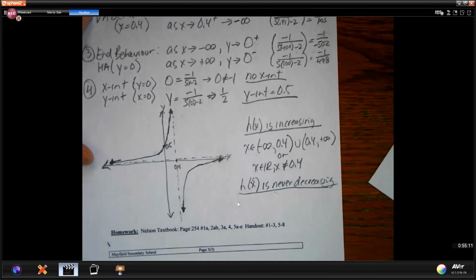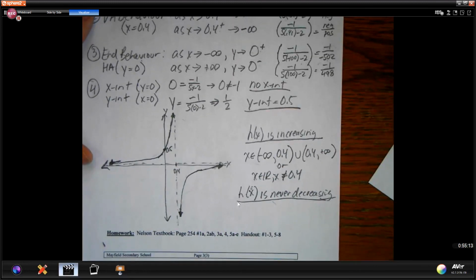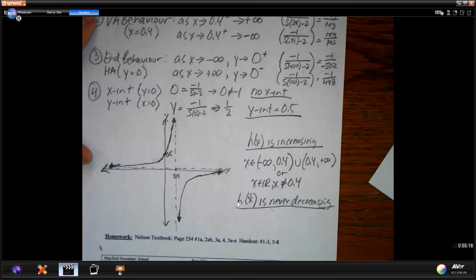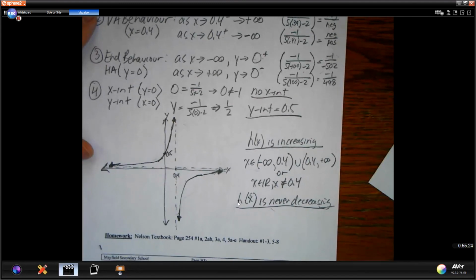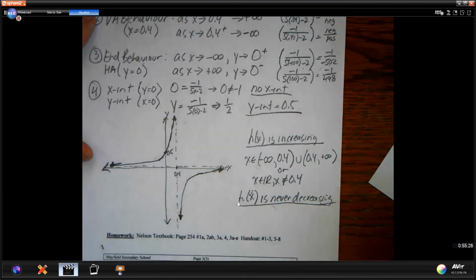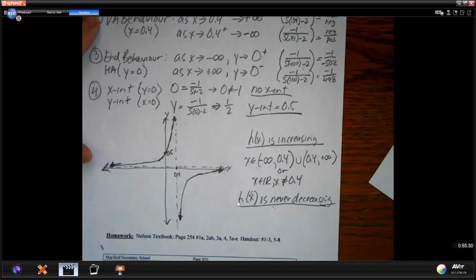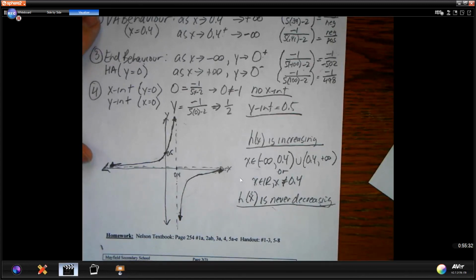Okay, so I've got some homework questions for you to work on. And in our next lesson, I believe we're going to look at reciprocal quadratic functions. So basically, 1 over a quadratic function is our next family of rational functions. Okay, so hopefully that made sense, and we'll see you on the next lesson. Take care.